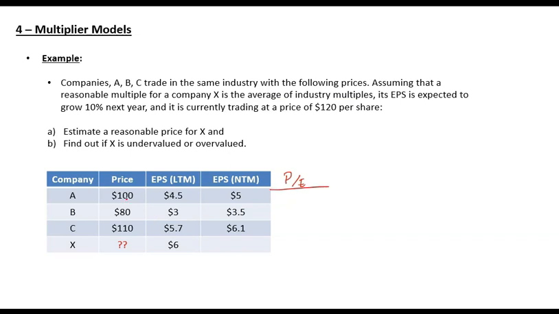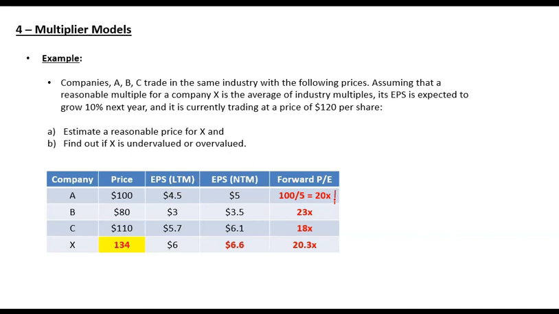Forward PE would be price divided by forward EPS, next 12 month EPS. So 100 divided by 5, which is 20. Then 80 divided by 4.5, which is last 12 months. So what we discussed is that you can use this as well, but whenever you have forward data available, it is better to use forward multiple. Why? Because forward multiple is reflective of the future. So you will calculate individual PEs, forward PEs, which is 20, 23, 18. You take the average, which is 20.3.